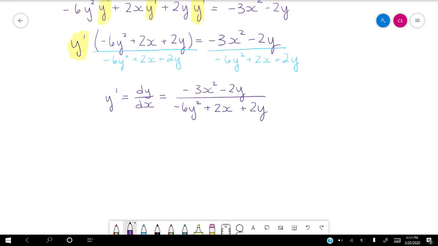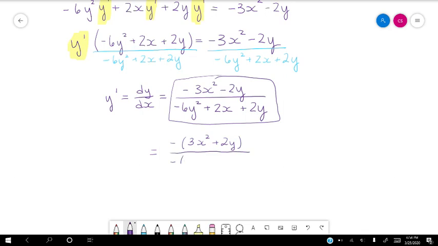Okay, so there you go. I mean, you could leave it like that. There's definitely some simplifying that we could do if we wanted to. For instance, we can factor out a negative in the top and bottom. Factoring out negatives, remember, just changes the sign of everything on the inside. That's one thing if we really wanted to simplify it.